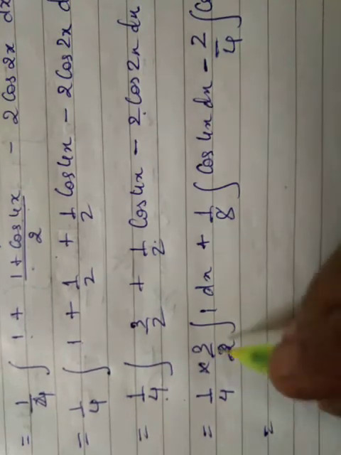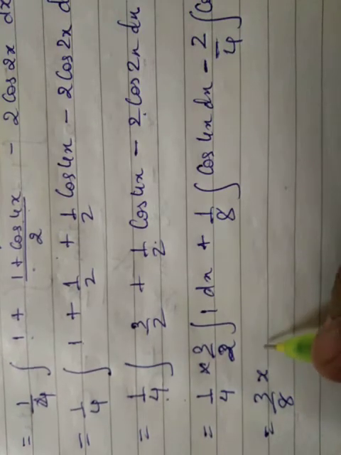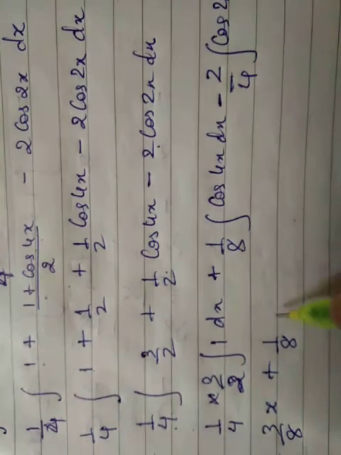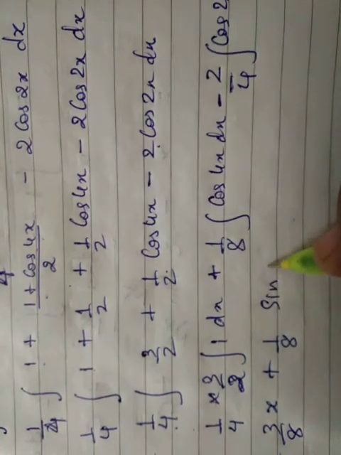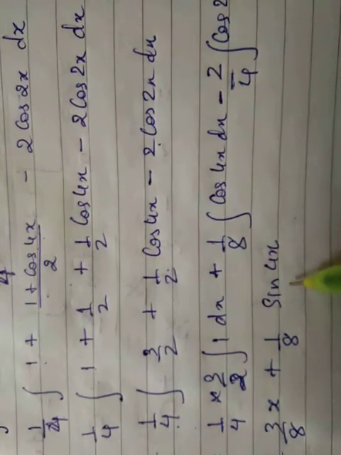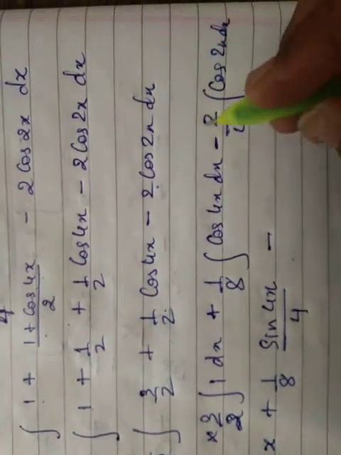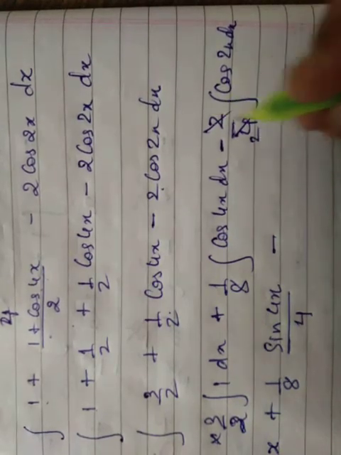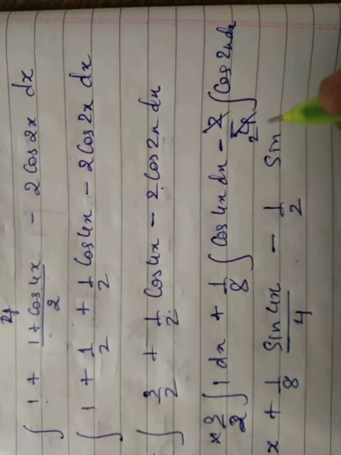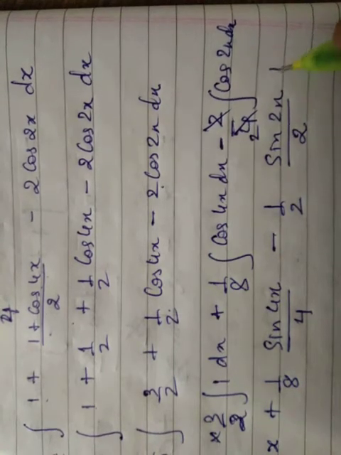So that gives me 3 upon 8 integral 1. Integral 1 is x. Then plus 1 upon 8 cos integration. Cos integration will be sine. So cos 4x will become sine 4x. And 4x, if you differentiate again, the answer will be 4, so upon 4 it will come. Then minus, here 1 and 2, 1 and 2, the 2 will cancel, so 1 upon 2 and cos 2x will become sin 2x and the differentiation of 2x will give you 2 and then plus c.